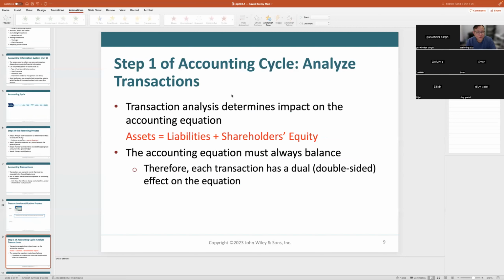Okay, so the transaction analysis will determine the impact on the accounting equation. Assets equals liabilities plus shareholders' equity. This equation has to be always balanced. If at any time your total asset does not equal the sum of liability and shareholders' equity, something is wrong about your journal entry.